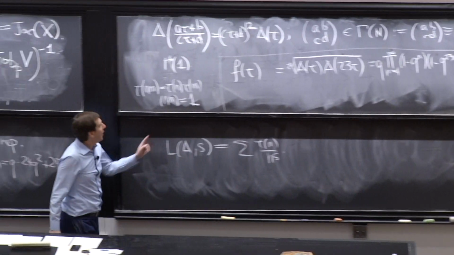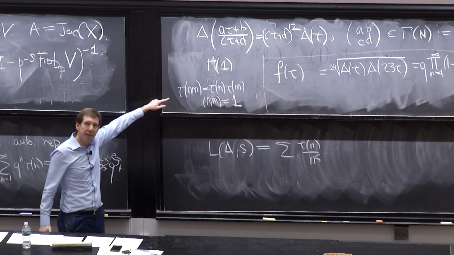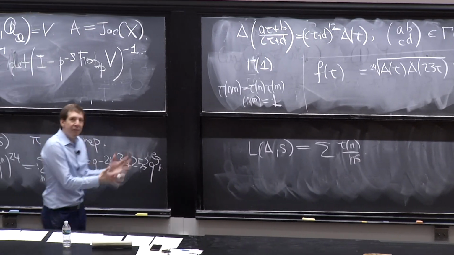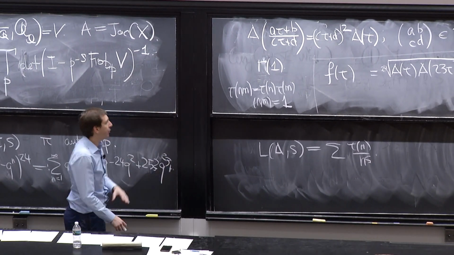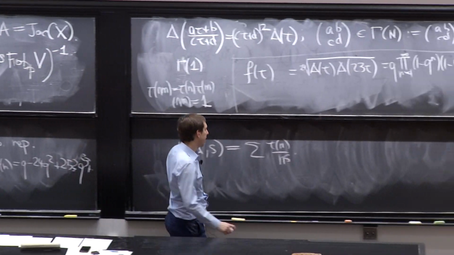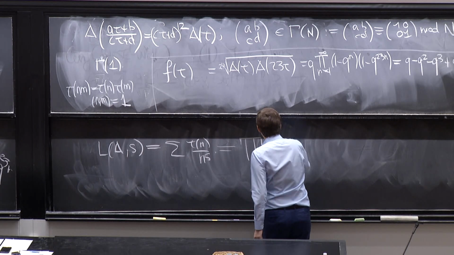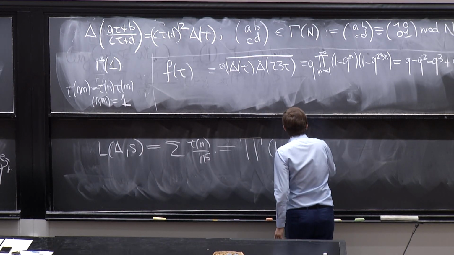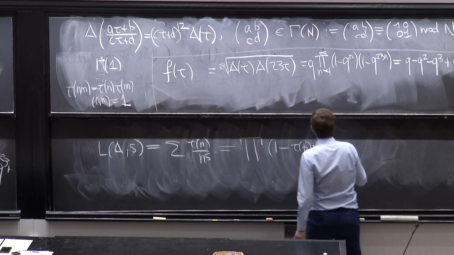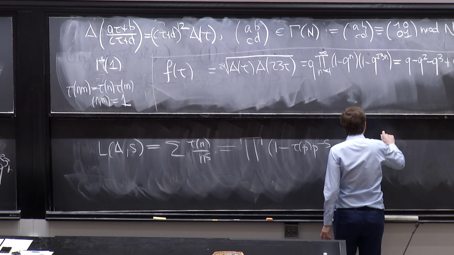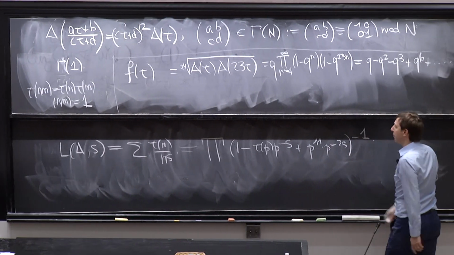On the other hand, because of this factorization property, it has more than just a functional equation. It also can be factored, just like Euler factored the Riemann-Zeta function into an Euler product. And in fact, this can be written as the product of 1 minus tau p times p to the minus s plus p to the 11 times p to the minus 2s, to the power of -1.